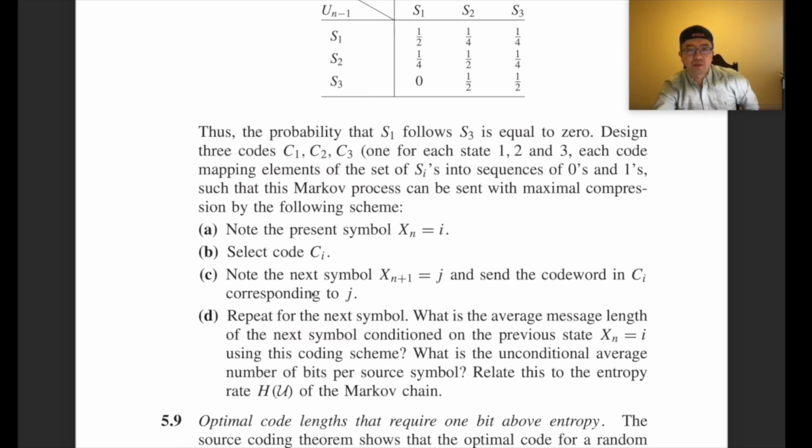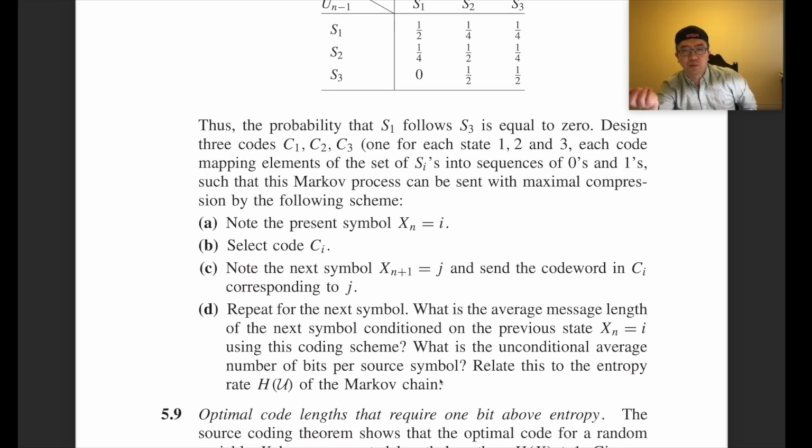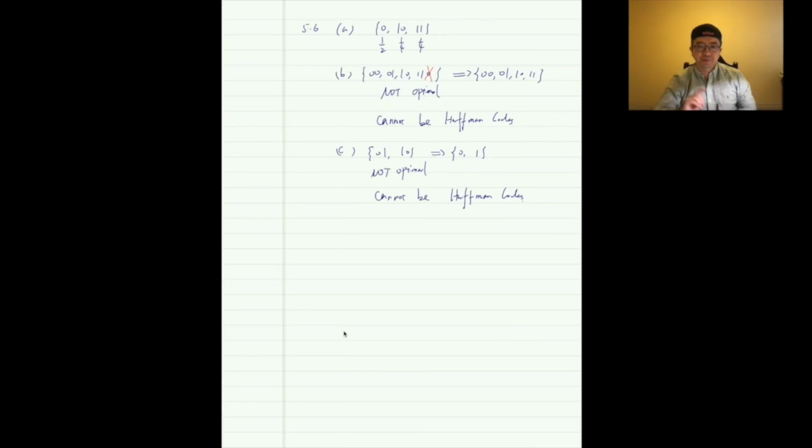After designing the code, we need to see what is the average message length of the next symbol conditioned on the previous symbol Xn. So this is the conditioned average code length. And then we need to compute the unconditional average number of bits per source symbol, and then relate this to the entropy rate of the Markov chain. It means that we need to compute the entropy rate. Okay, so let's get started for this problem.